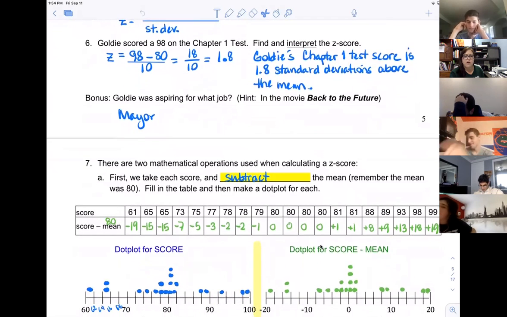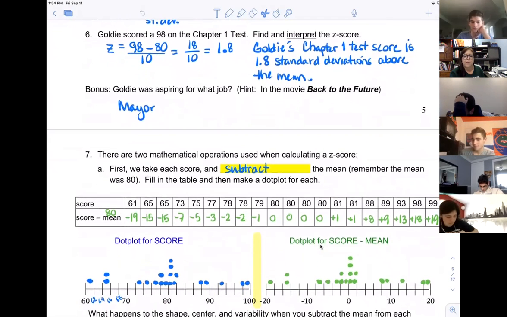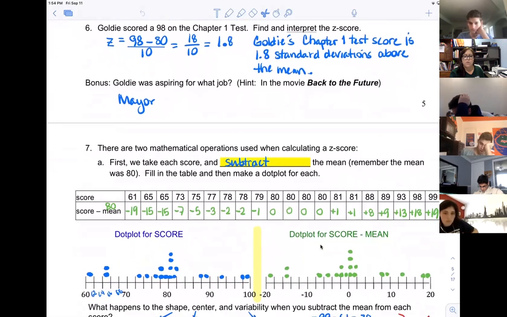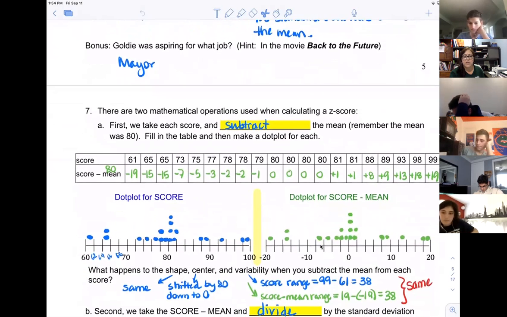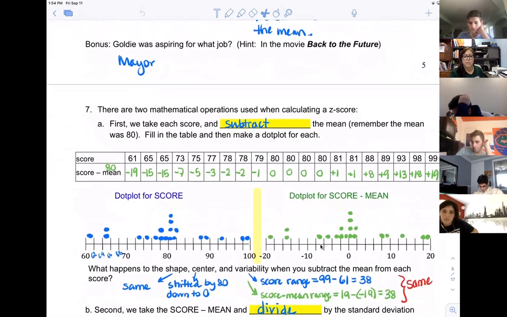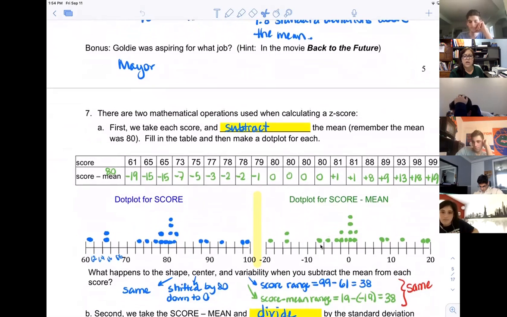And we created a dot plot for the original score, and then we created a dot plot for the score minus the mean. And we noticed that what we see when it comes to the shape, center, and variability of the dot plots as we compare them is the shape stayed the same. The two dot plots look exactly the same. However, the center is shifted. So you can take that entire data set and then shift it by 80 because you're subtracting 80. It makes sense that this would happen.